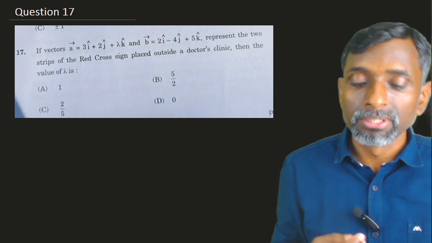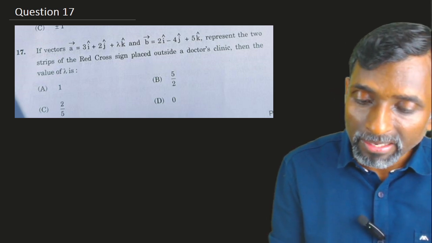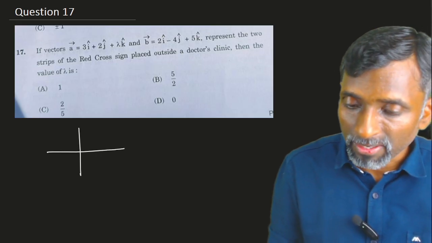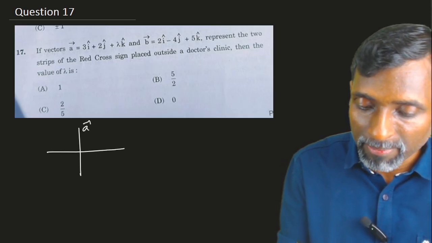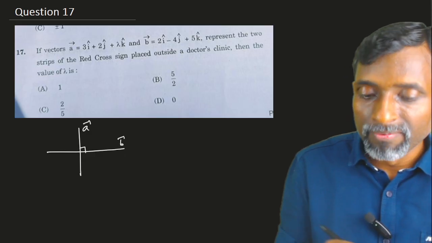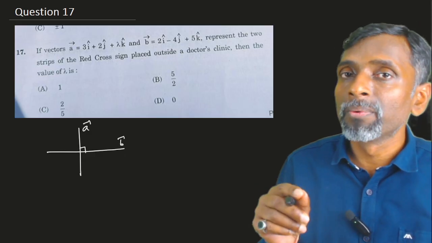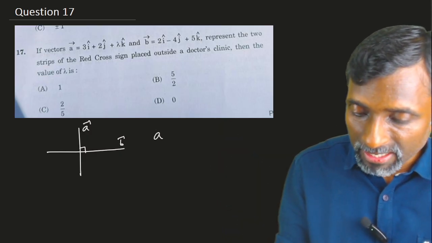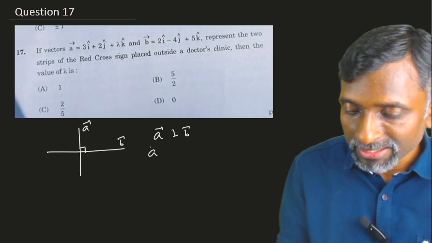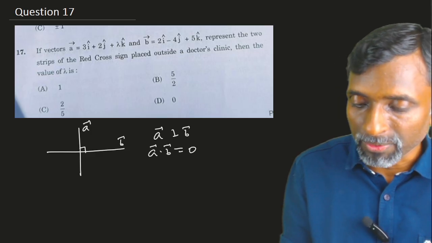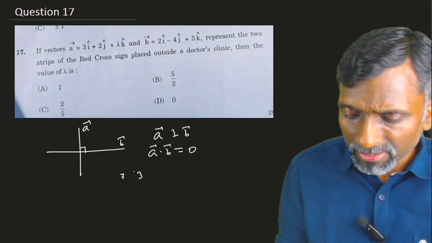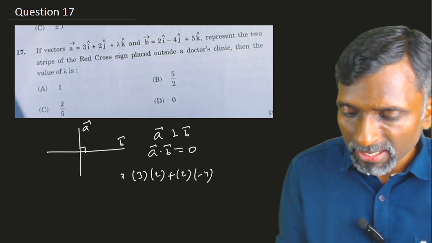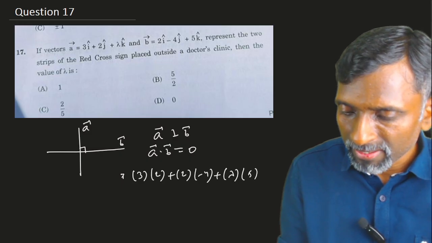It's a real life question. We are talking about the red cross sign. Okay, red cross sign is just two lines perpendicular to each other. So there are two vectors which are perpendicular to each other. And we know if two vectors are perpendicular, their dot product is what? 0. So read the question very carefully. Since both are perpendicular, we can say the dot product of both the vectors will be 0. So we are finding the dot product: i cap multiply i cap plus j cap multiply j cap plus k cap multiply k cap is equal to 0.